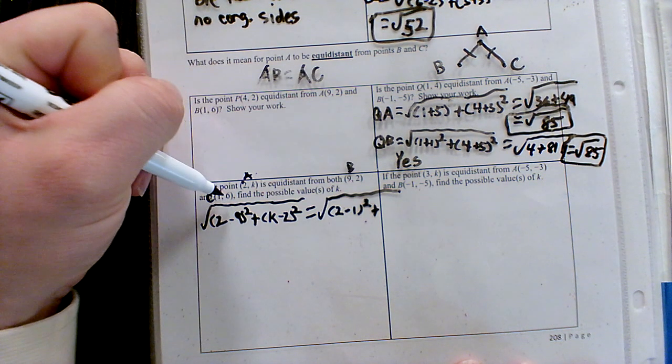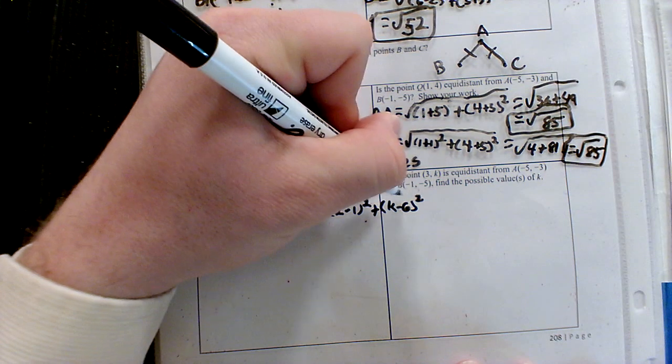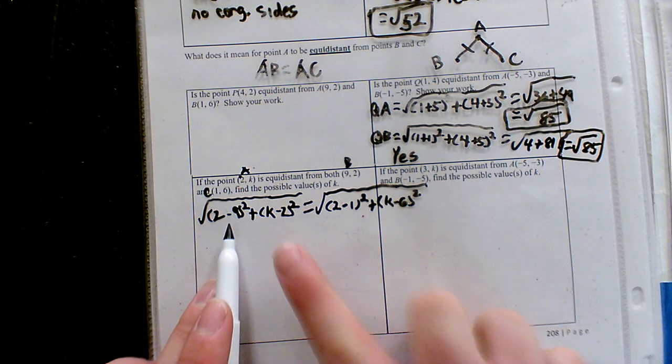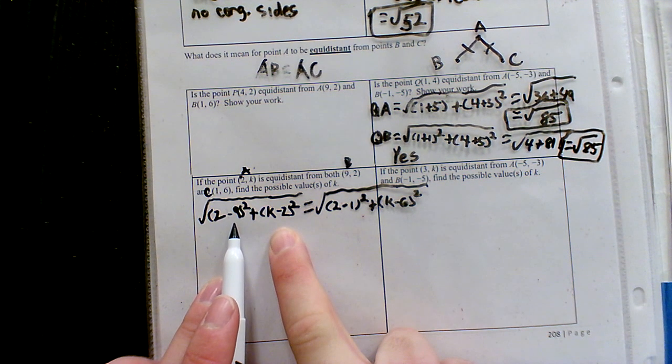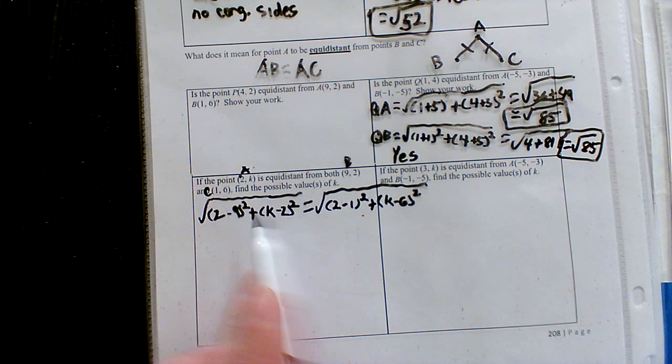And then k minus 6. And that's the setup. Distance formula on both sides. We know the distances are going to be equal to each other. So the distance over here is from A to B. The distance over here is from A to C. We just don't know what these k values are yet.